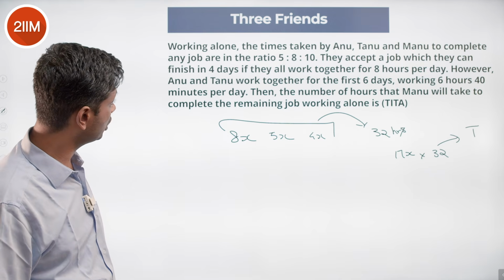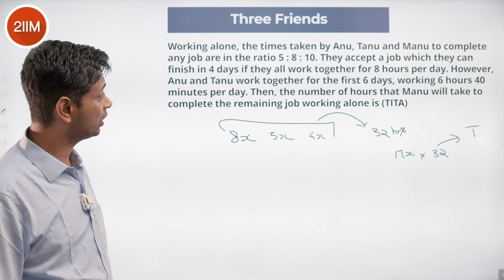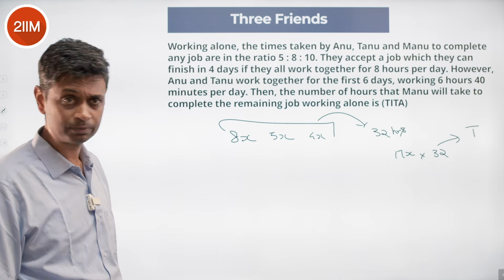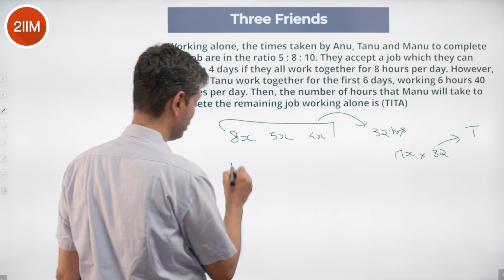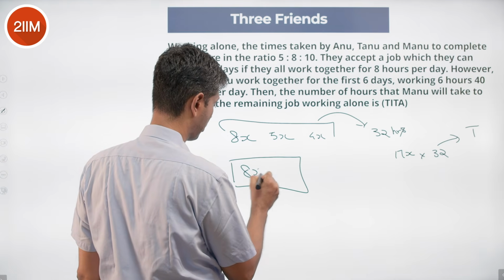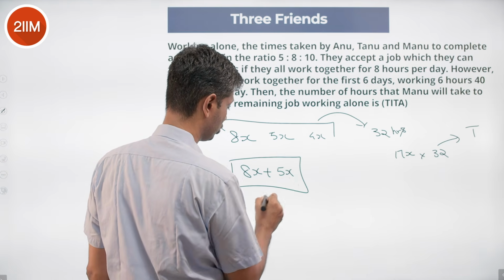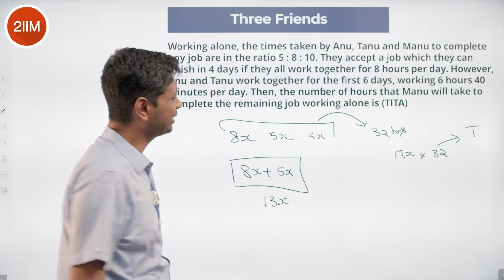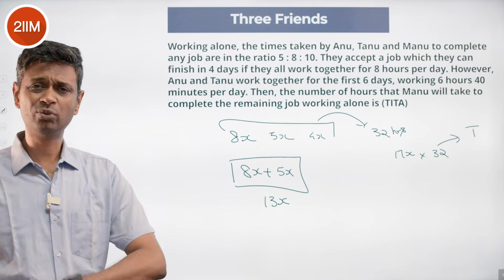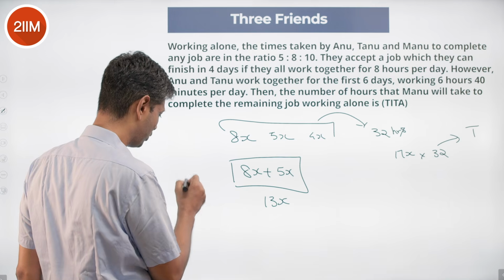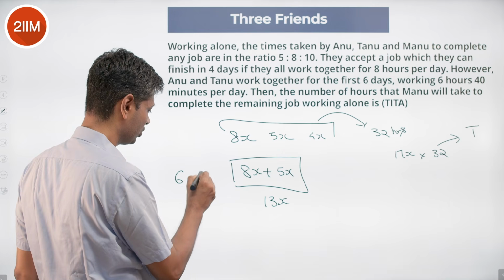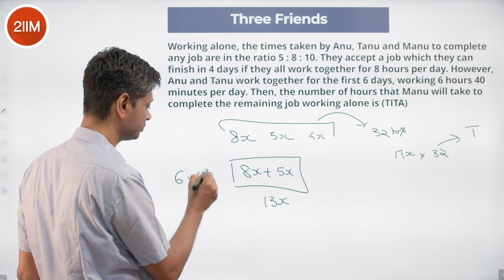However, Anu and Tanu work together for the first 6 days, working 6 hours 40 minutes per day. Anu and Tanu, these two only, that is 8x plus 5x, this is 13x. They work 6 hours and 40 minutes per day for 6 days, or the number of hours is 6 into 6 and 2 by 3.